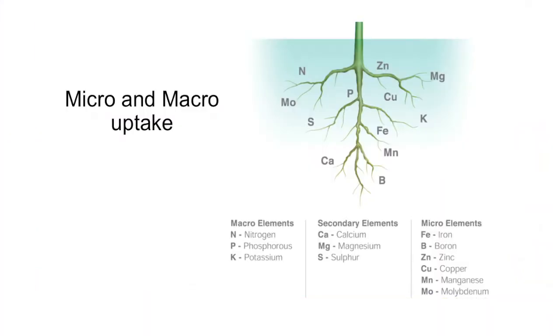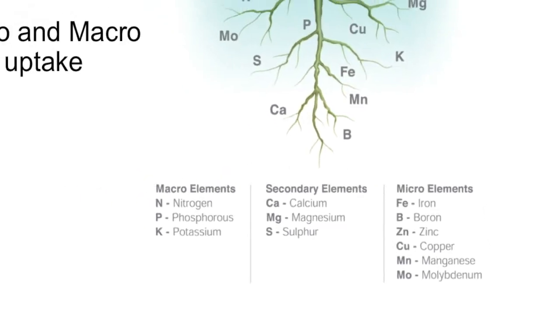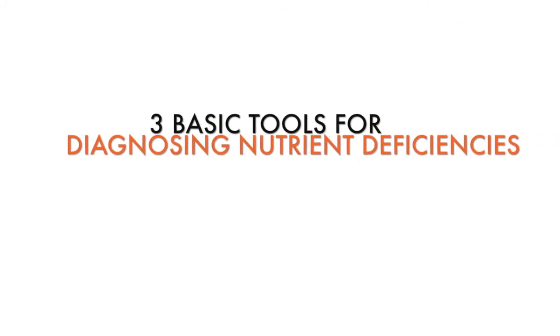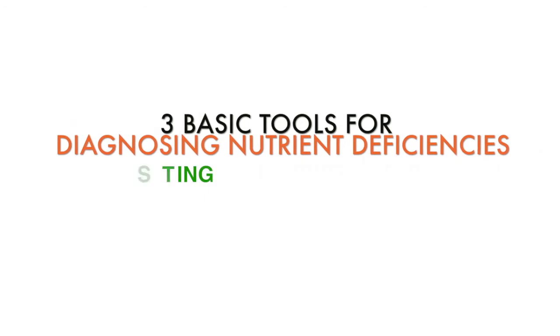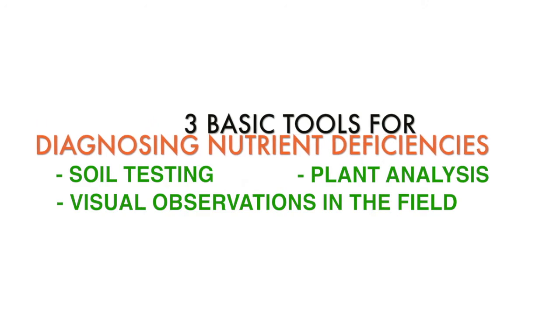In this video, we will look at how you can potentially identify soil nutrient deficiencies by examining plants in the field and discuss soil nutrient analysis by doing plant analysis. Plant nutrients fall into two categories: macronutrients and micronutrients. Both macro and micronutrients are naturally obtained by the roots from the soil. There are three basic tools for diagnosing nutrient deficiencies: soil testing, plant analysis, and visual observations in the field.